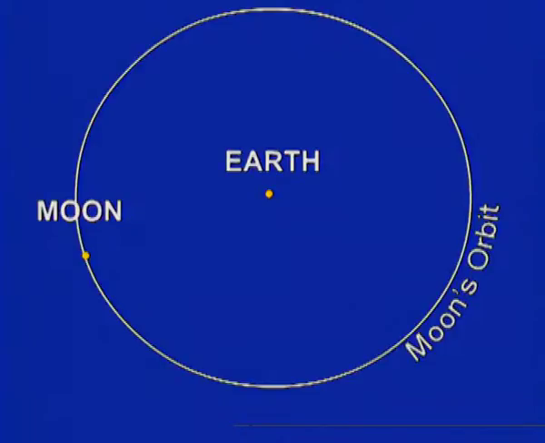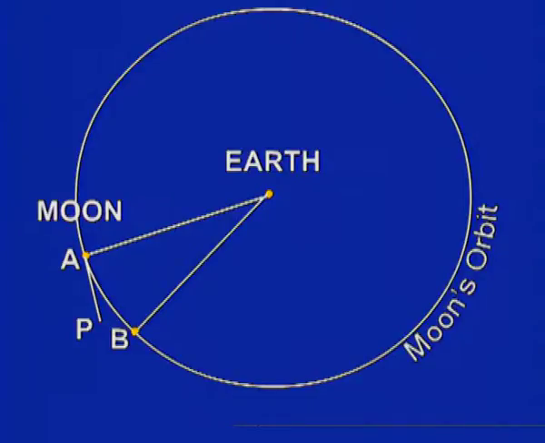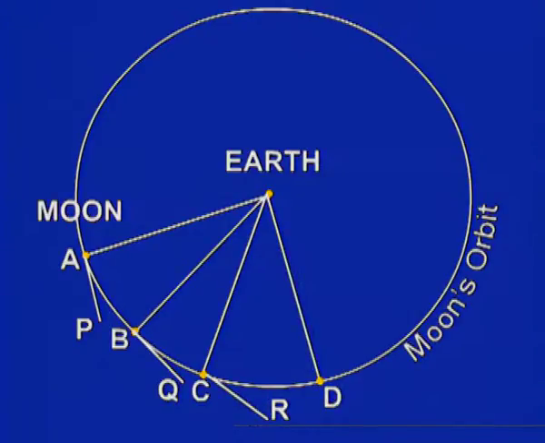He reasoned that at a point such as A on its orbit, the moon should have moved in the straight line AP according to Newton's first law of motion. But because the force is exerted by the earth, it falls back to the point B. At B, the moon would have gone along the straight line BQ, but falls back to C due to Earth's pull. At C, again it would have gone along the line CR, but it is brought back to D by the pull of the Earth.